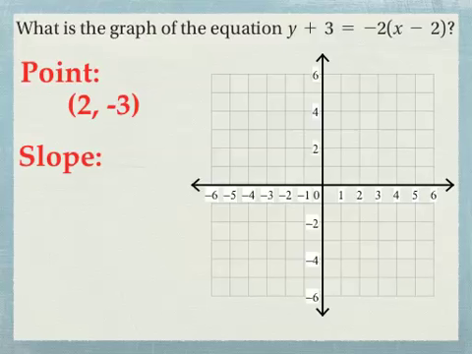So I'm just going to go ahead and plot a point at (2, -3). If you notice, the slope of this equation is -2. Remember, when we have a slope that is a whole number, we can always write a whole number over 1, because slope, remember, is rise over run.